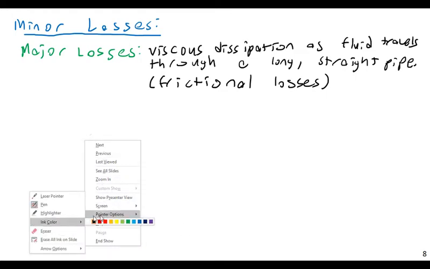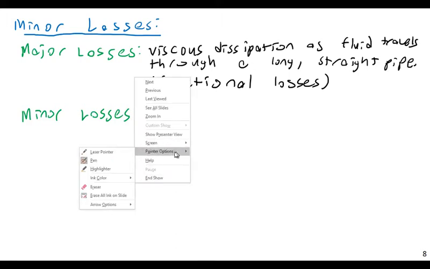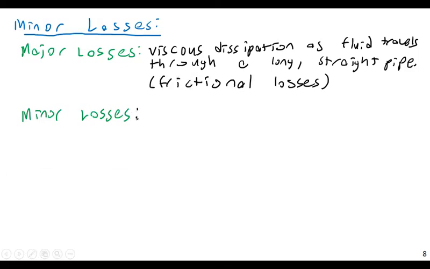Meanwhile, minor losses are more localized. Major losses will always be measured with a friction factor that represents the energy loss per unit length of pipe. That concept really doesn't make sense for minor losses. They're more localized. So these are the kinds of things.